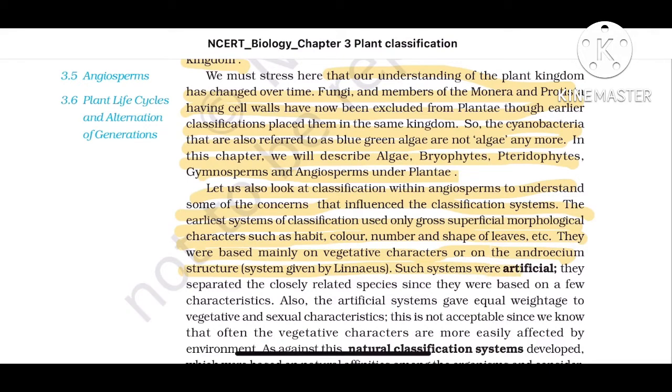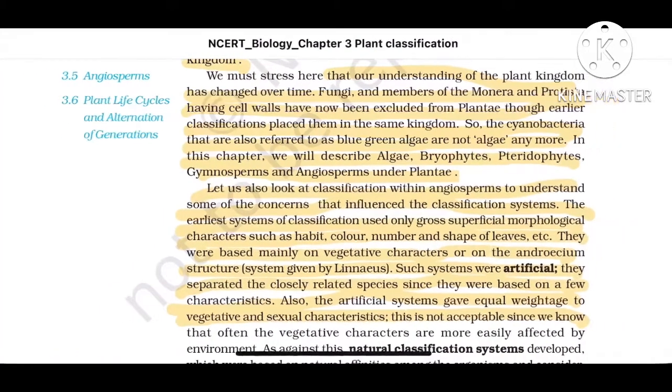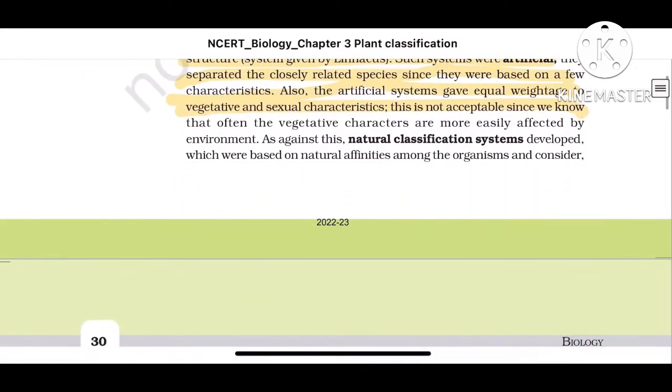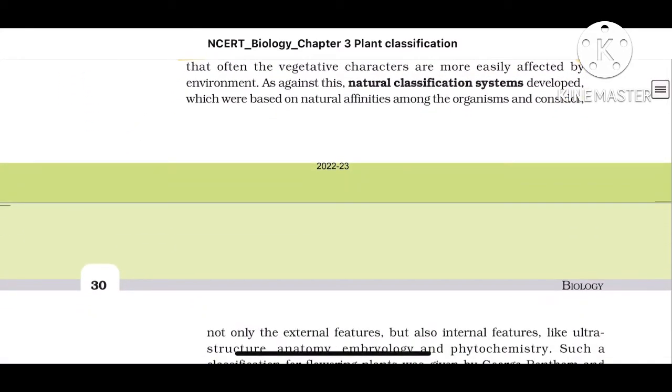Such systems were artificial. They separated the closely related species since they were based on a few characteristics. Also, the artificial system gave equal weightage to vegetative and sexual characteristics. This is not acceptable since we know that often the vegetative characters are more easily affected by the environment.